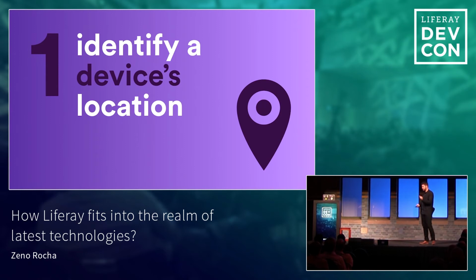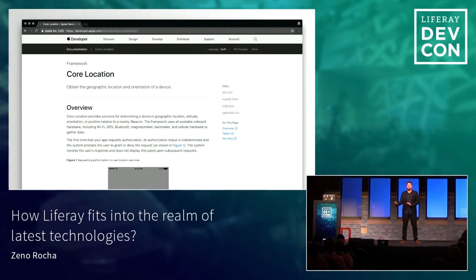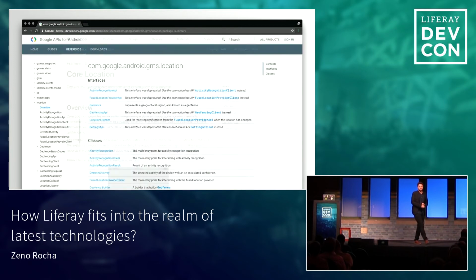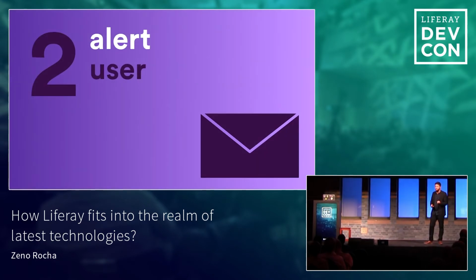The first thing is identifying the user's location. You open the app, and that's the first request you make. If you're on iOS, you have the Core Location framework that you can use. If you're on Android, you also have APIs that let you get the current location. Okay, now you have this.